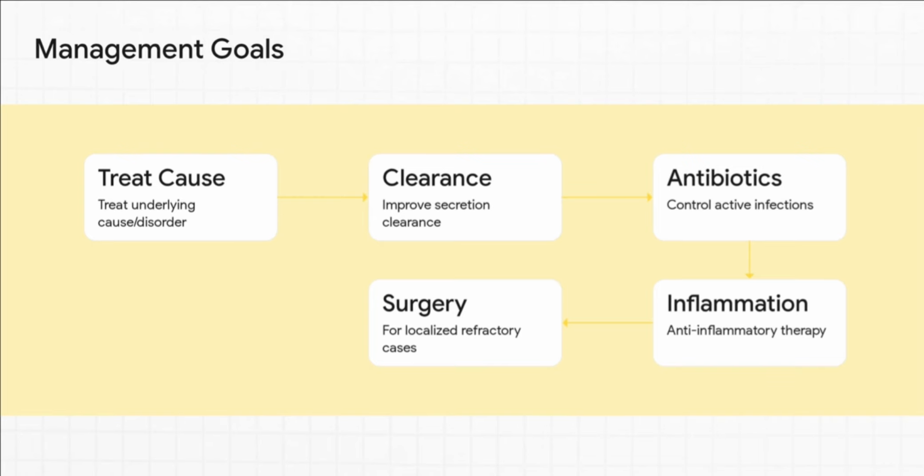Step 1, treat the underlying cause if at all possible, like pulling out an inhaled foreign body. Step 2, improve bronchial hygiene and secretion clearance. This is huge. Using techniques like postural drainage, we physically use gravity to help the patient empty their lungs. Step 3 involves targeted antibiotic therapy to violently clear out those pooling infections. Step 4 uses anti-inflammatory therapy, like inhaled steroids, to bring down the swelling. And finally, Step 5 is surgical treatment, but that's strictly reserved for highly specific refractory cases.